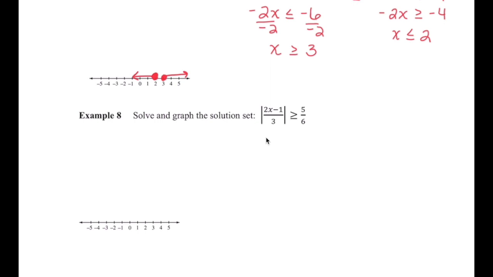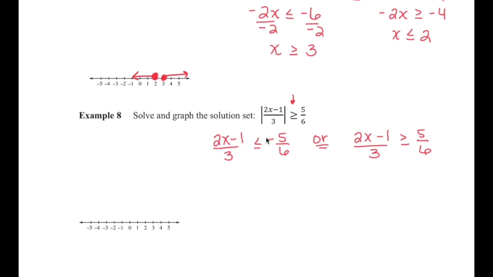Finally, we have the absolute value of 2x minus 1 over 3 is greater than or equal to 5/6. This is a positive value, and we have the greater than or equal to symbol. So I'll set two different equations. I'll have 2x minus 1 over 3 less than or equal to negative 5/6, or we can have 2x minus 1 over 3 is greater than or equal to the positive version of 5/6. Now we'll go ahead and simplify.